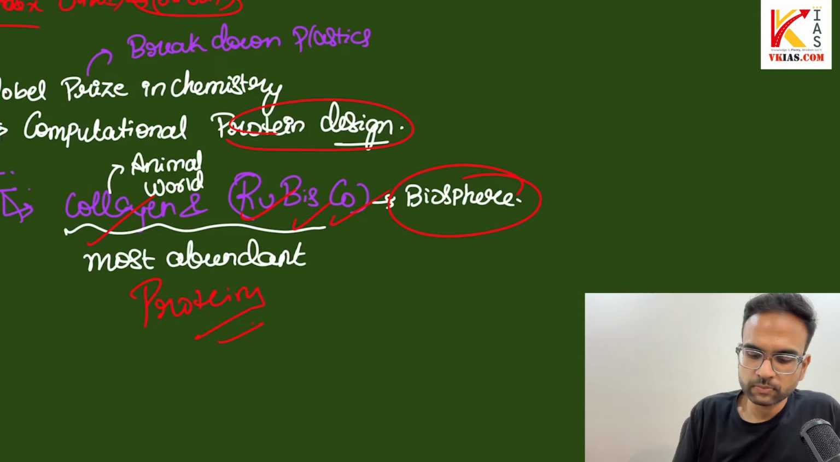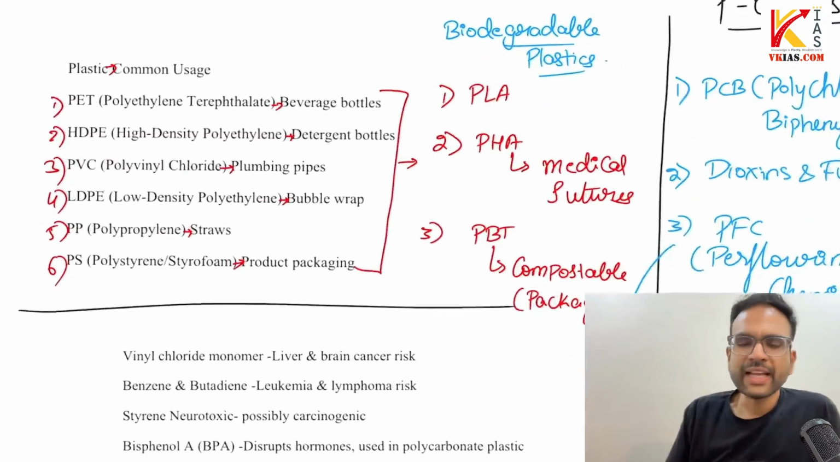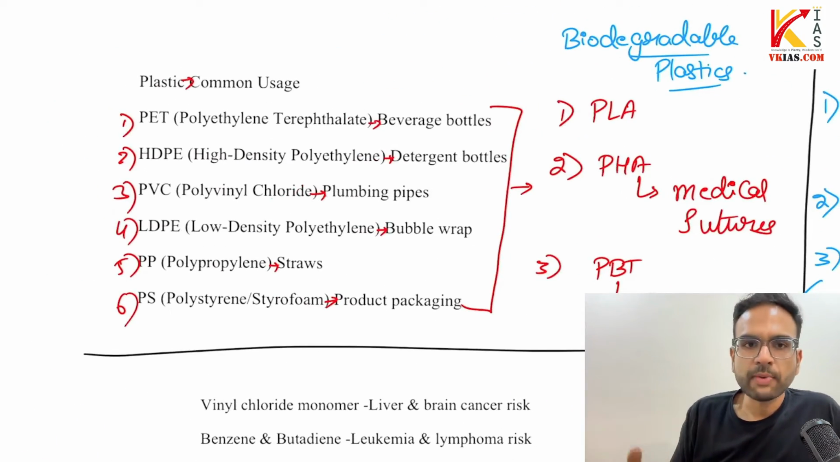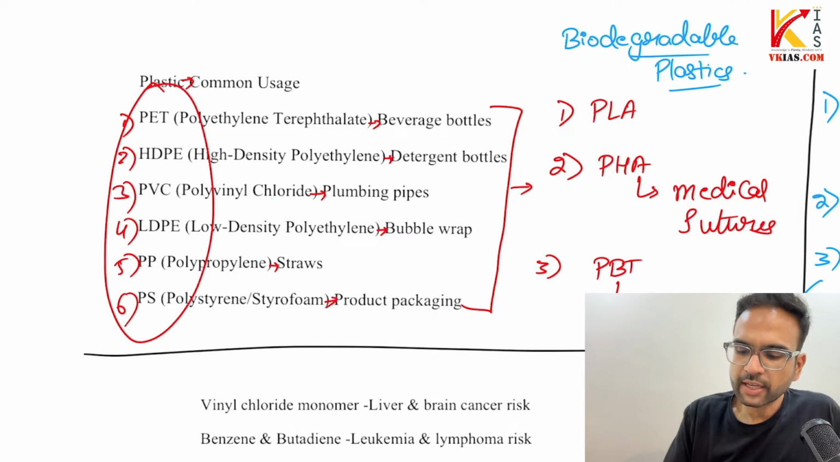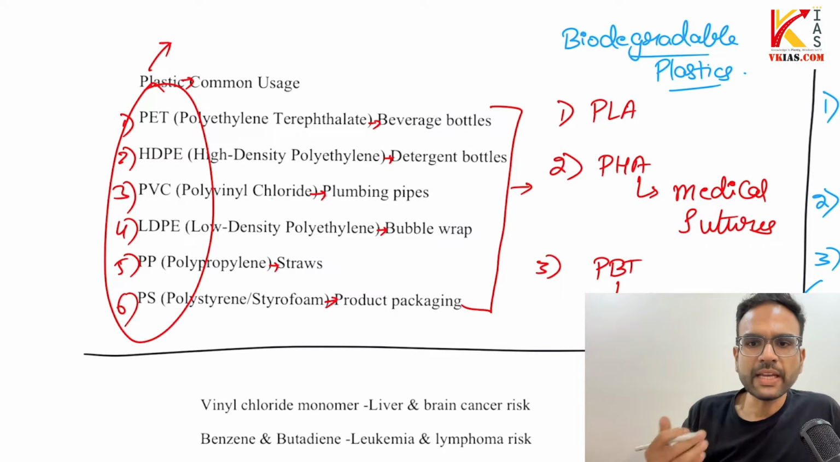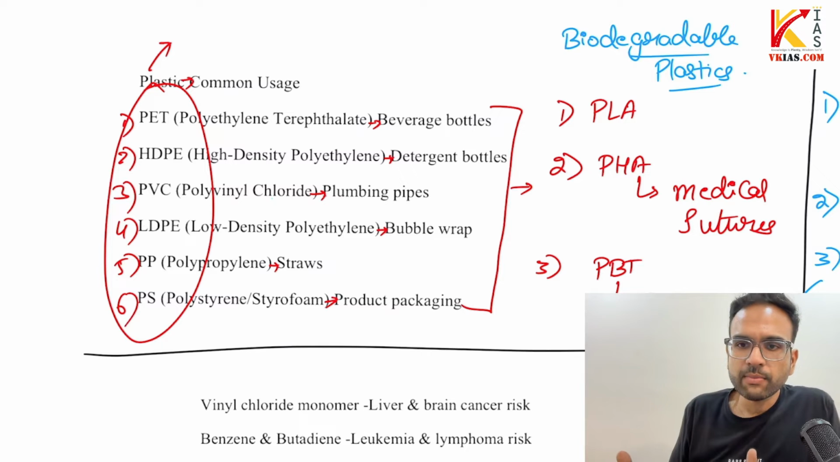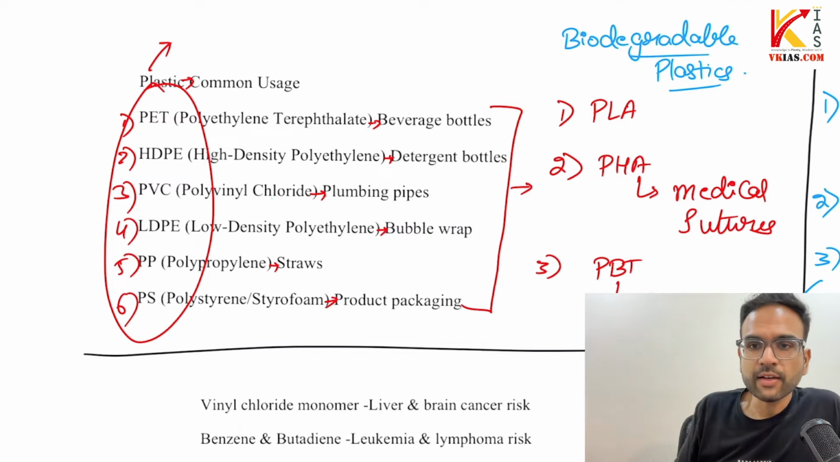Moving on. Now, here are some of the most commonly used plastics. So most of these plastics are actually thermoplastics, meaning they are chemically very stable and therefore very difficult to recycle and reuse. Okay. And since they are very harmful, we are supposed to use certain alternatives for this.